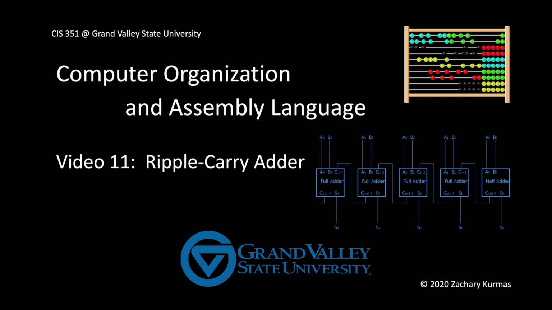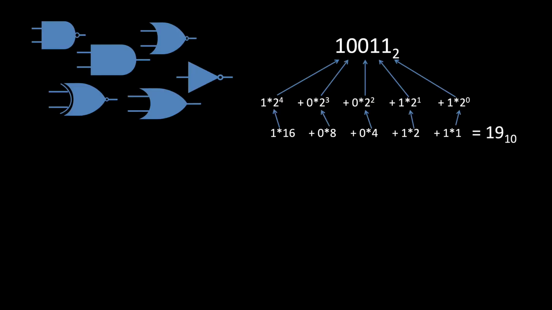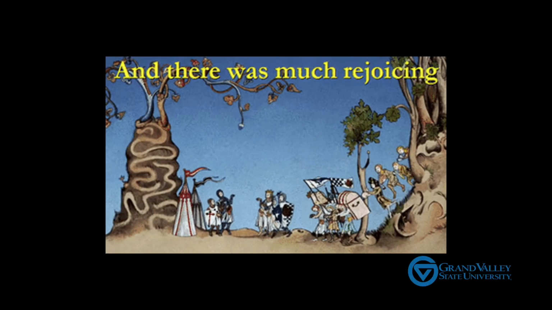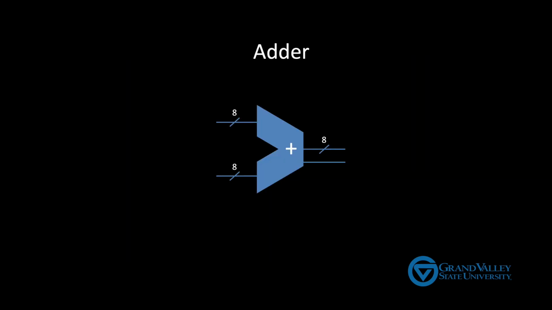So after 10 videos of basics like gates, binary, truth tables, big hammers, and such, it's time to actually build something useful. We're going to start with the adder, which is in many respects the central part of a CPU. An adder is a circuit that takes two integers as input and returns their sum.